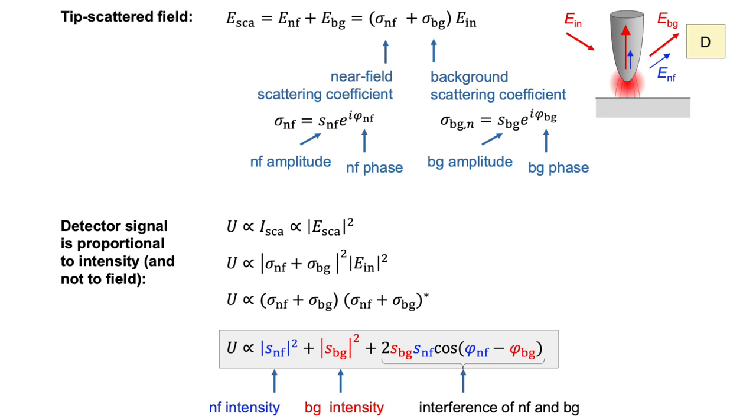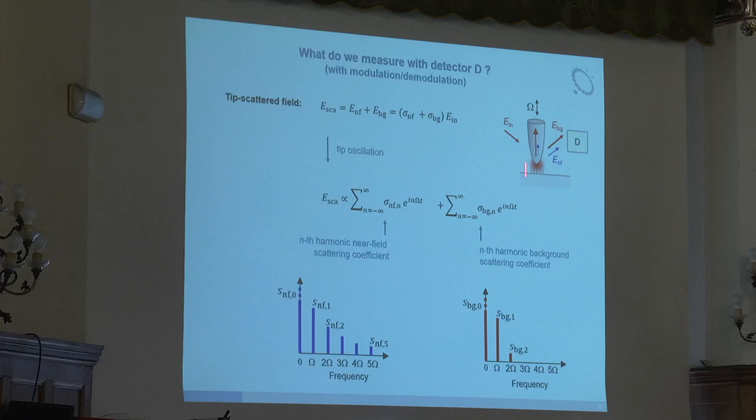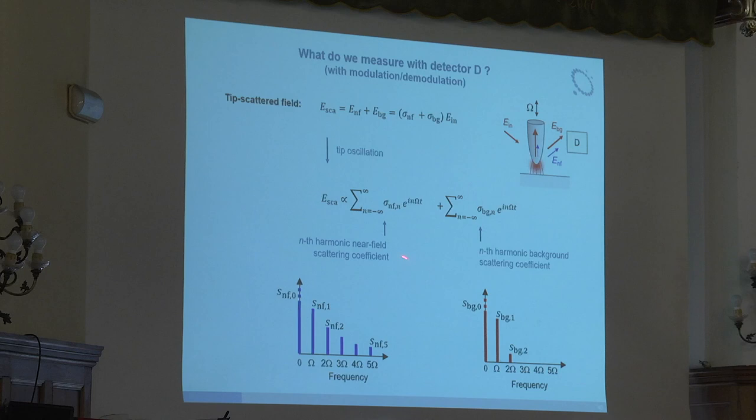And that's tricky. I showed you before already that we can separate on the level of electric fields. We can do this demodulation technique, right? We now start to move the tip up and down, and then we modulate the near-field signal and the background signal. So I showed this before. These are these Fourier transforms for the fields, right? So the scattered field, I can write as a Fourier series, now expressed as Fourier coefficients for the near-field, NF. N is the harmonic, right?